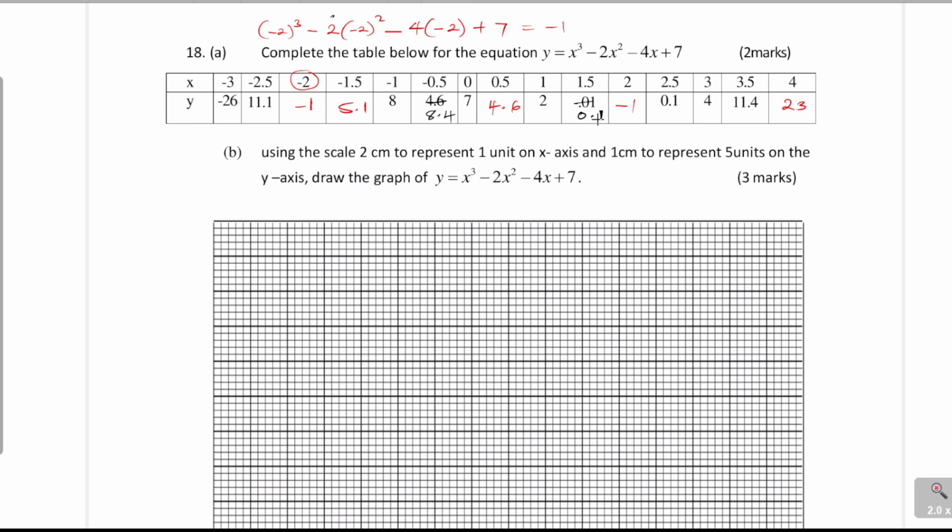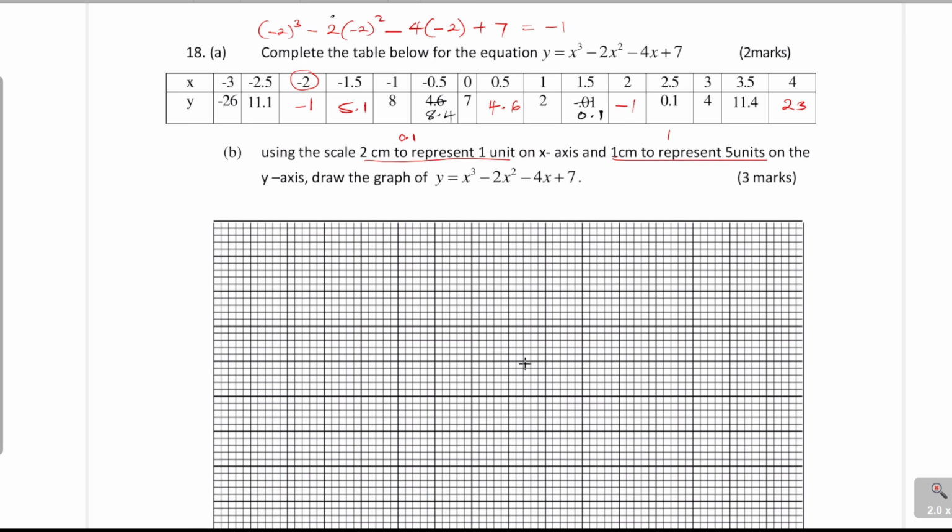Part B, using the scale 2 centimeters to represent 1 unit on the x-axis. So that means one small square will represent 0.1. Then on the y-axis, 1 centimeter to represent 5 units. So one small square will represent 1. It is good to note that.